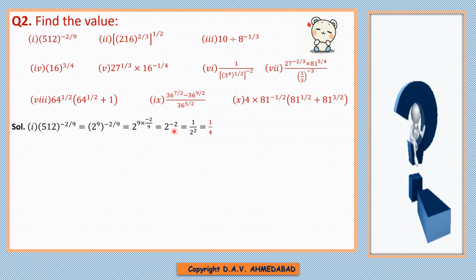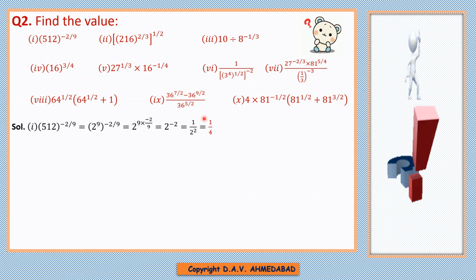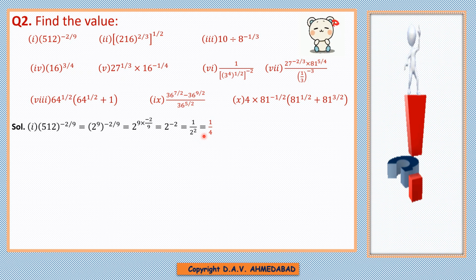Now to make the power positive, we need to do the reciprocal of the number. So 1 by 2 square, which is equal to 1 by 4. Yes.